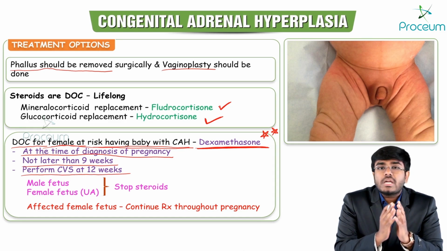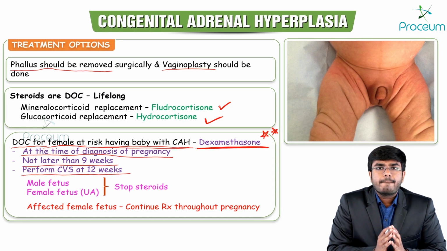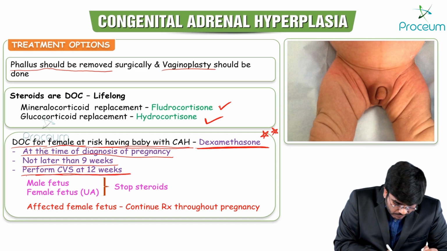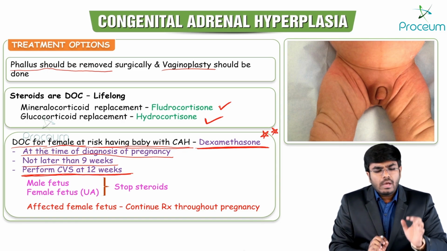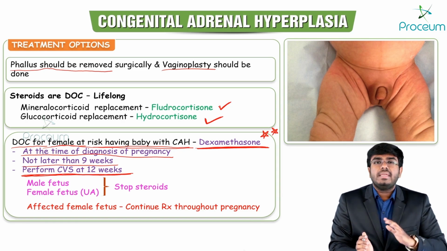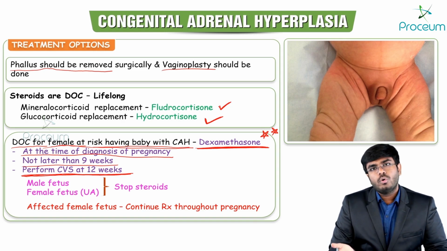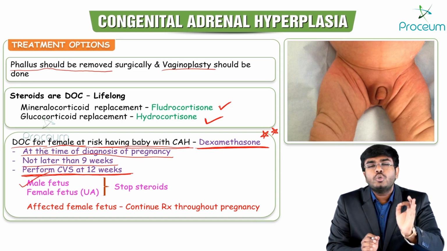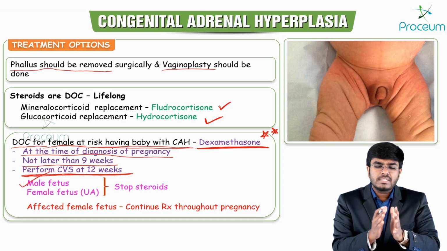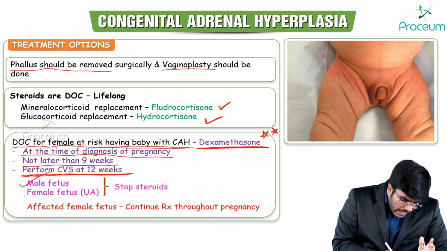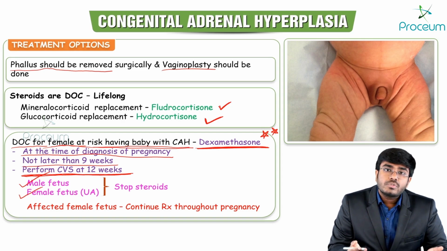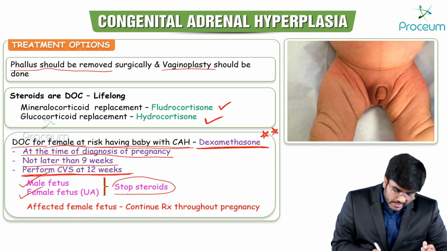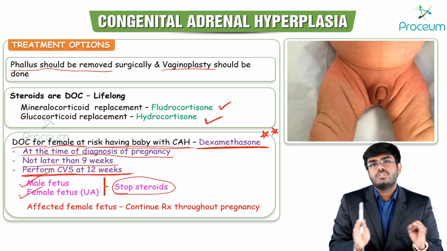Now we have started this mother on dexamethasone. Okay, now we are going to perform chorionic villus sampling at 12 weeks. Now the result came that the growing baby is a male baby. Is there any problem? No. If it's a male fetus, or if the growing baby is a female, that too an unaffected female, the genes are absolutely normal, then also not a problem. So what can we do? We can stop dexamethasone to the mother. Stop the steroids. If it is an unaffected female or male, stop the steroids.